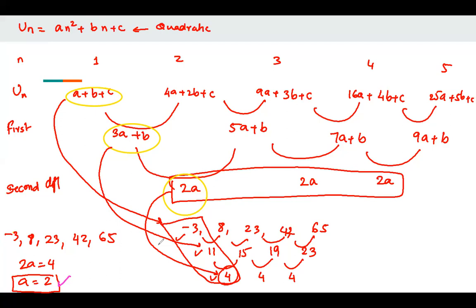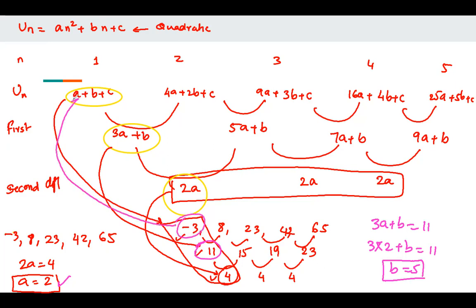So once you got the a value, now 11 is actually 3a plus b equals 11. So 3a, 3 times 2, plus b equals 11. So b is actually 5. And once you got b is 5, then to get c, the first number, you're going to equate this with this, which is a plus b plus c equals -3. And you already know a and b, which is 2 and 5, plus c equals -3. So c is actually negative 5 plus 7, which is 5 plus 2 is 7, and -10.